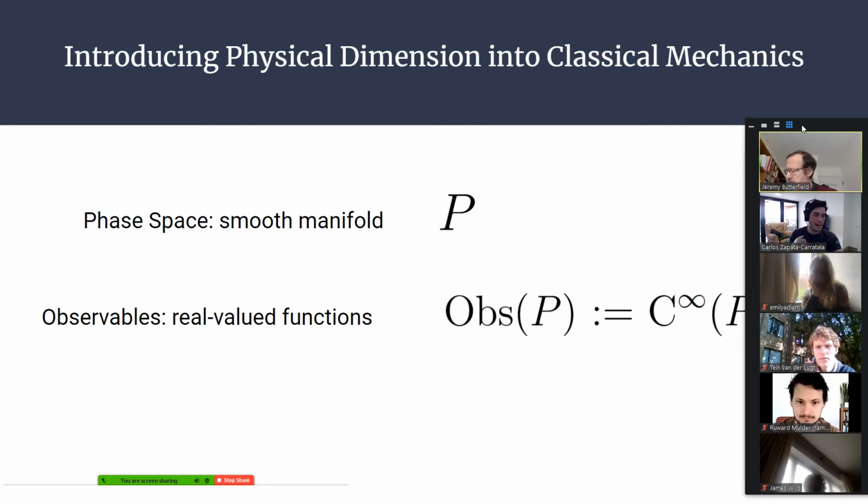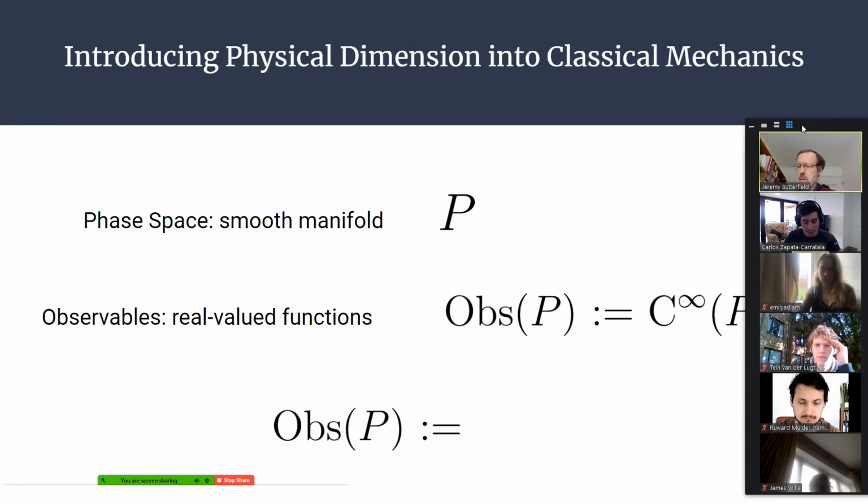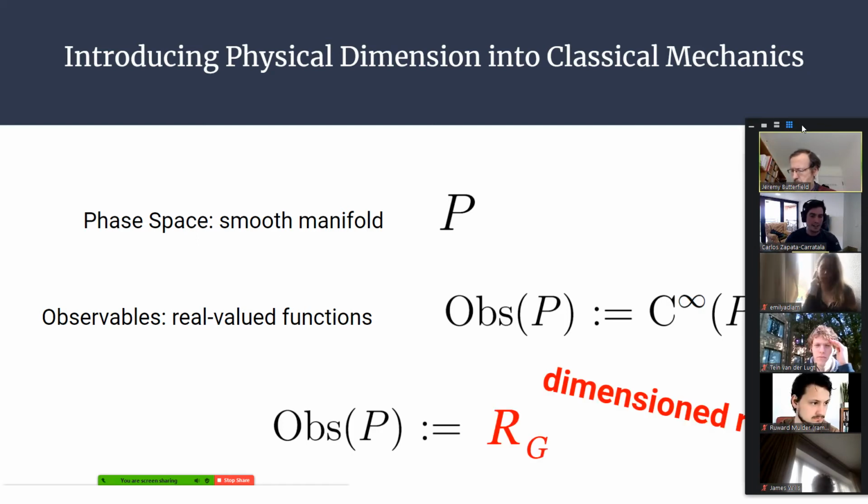Now, I don't want to question too much the fact that we have smooth manifolds. I think they are fine as base spaces of our potential theories, but real valued functions seem very limited if we want to capture what we were describing a minute ago. So I would like to have a theory that assigns observables to phase spaces as dimensioned rings. Right, this is my goal. This is what I would like to do, and so this is somehow the end of the first half of my presentation.